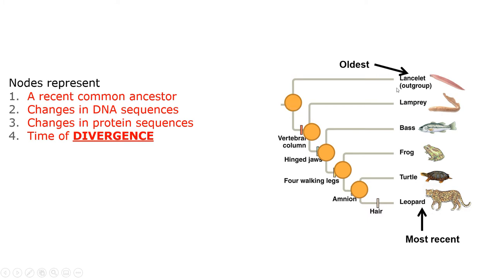So the lancelet diverged from the others first, and then as you go down the cladogram, those represent more recent divergences. So the turtle and the leopard, because they both have amnions, diverged from one another later. This is the last divergence to occur. So again, nodes are the common ancestor for everybody that's downstream, everybody that's a descendant.